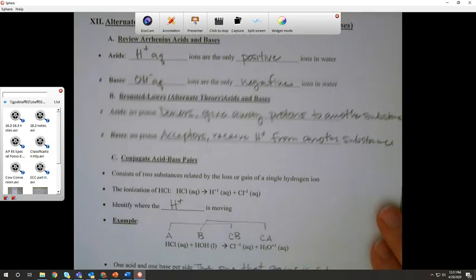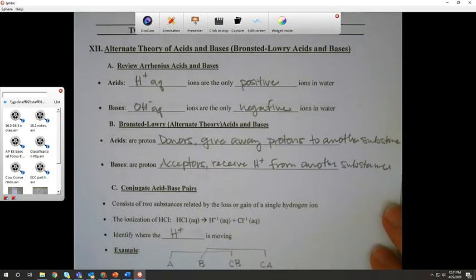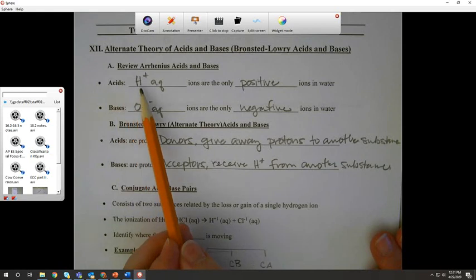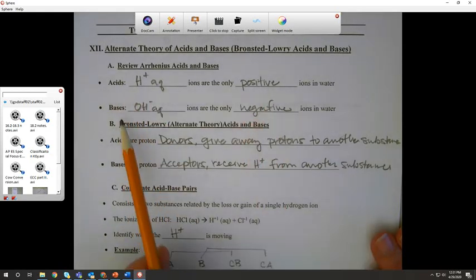Some alternative theories. You've got your Arrhenius acids and bases, but they don't include everything. Arrhenius acids give away hydrogen ions in solution. Bases, hydroxide.